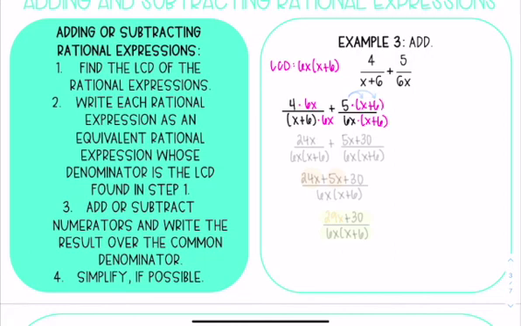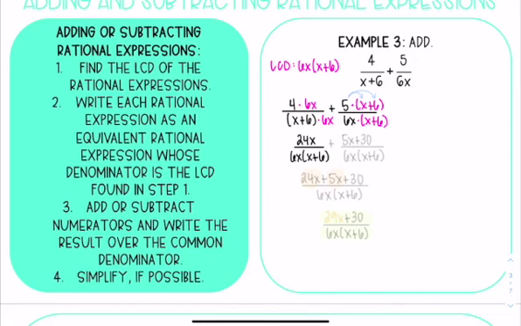So if I look in the denominator, they both look like the LCD, even if the order is different. As long as they have all the same terms, we can then add or subtract the top together. So let's go ahead and simplify the numerators. In the first one, we have 4 times 6x, which is going to give me 24x, all over my LCD, which is 6x times x plus 6.